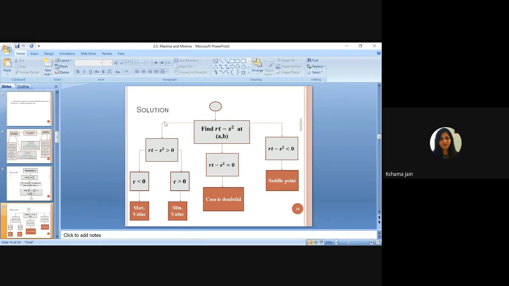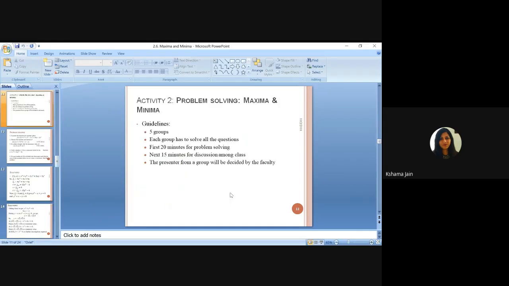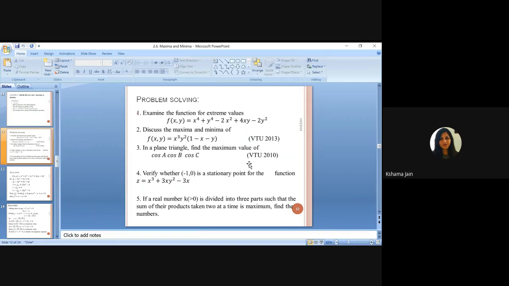This chart shows the complete method to find the maximum and minimum. Now after that, we have the problems. All these problems are important. I have already shared these slides with you. First I will elaborate, and later on you can practice them.